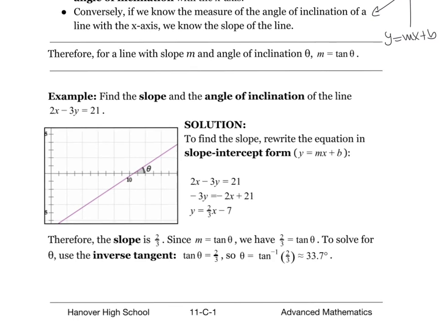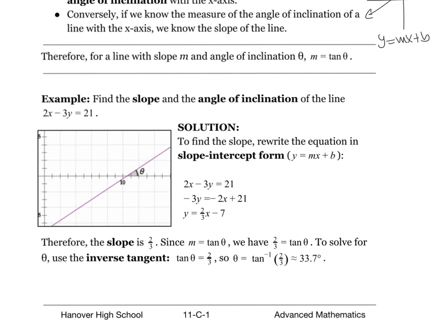Scooting down to the bottom of the first page, we have an example. Here's an equation for a line, 2x minus 3y equals 21. We want to find the slope of this line, and the angle of inclination. Without going into too much detail, one approach to find the slope is to rewrite the equation in slope-intercept form. That's what this algebra is showing you: this equation in y equals mx plus b form is equivalent to this equation in standard form.